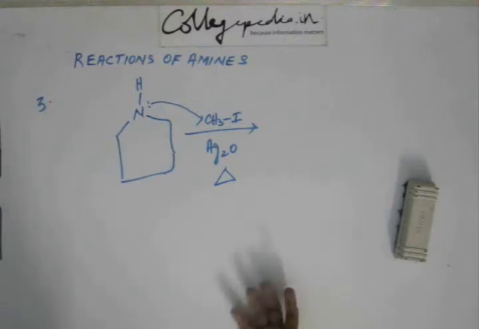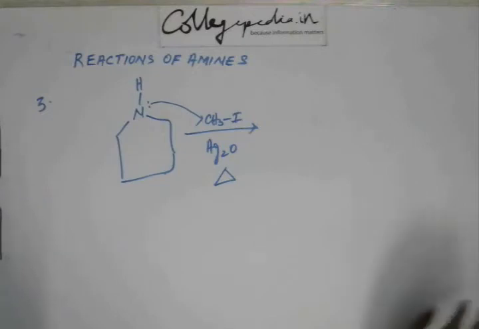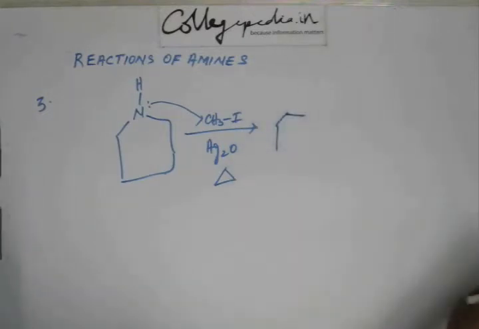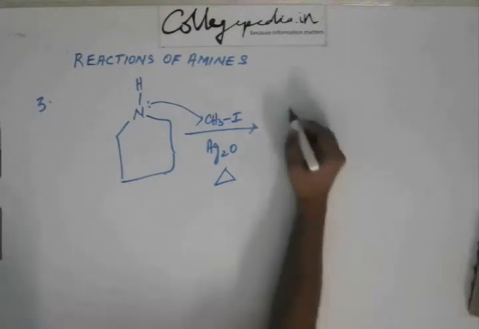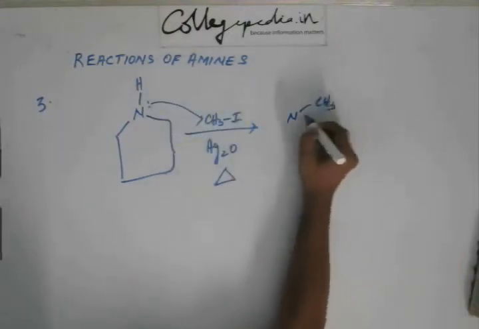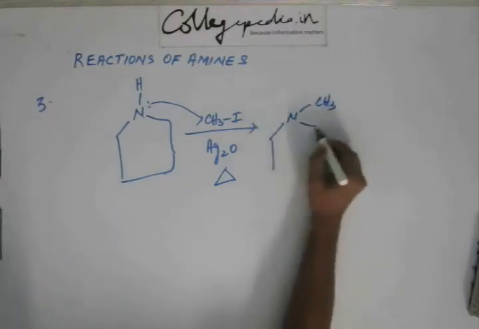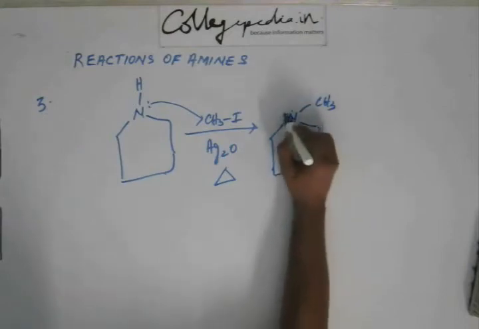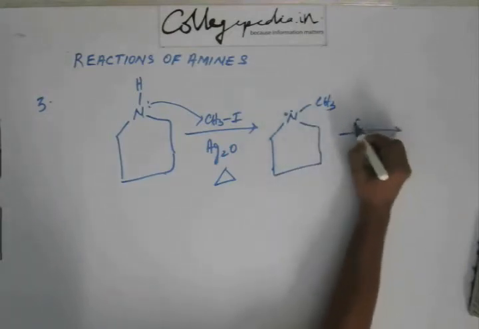So we are adding heat to speed up the process. So let's see what will happen. The first step is simple. This nitrogen is going to attack this methyl. Methyl is going to come to nitrogen, and hydrogen is going to go off in order to make this nitrogen neutral. Again, you utilize more methyl iodide.